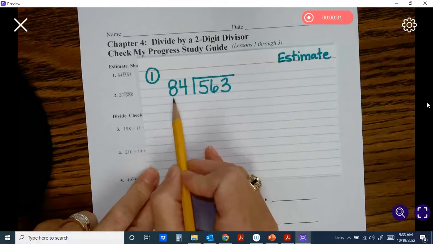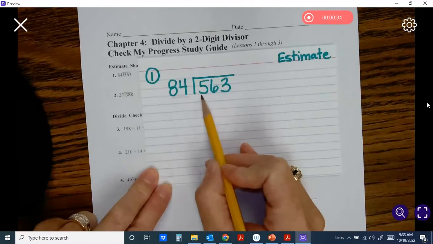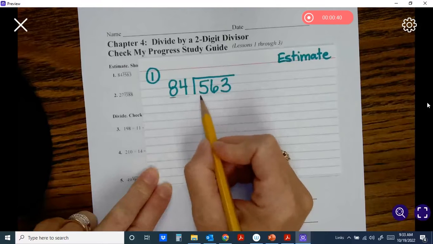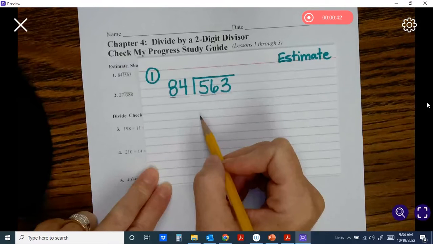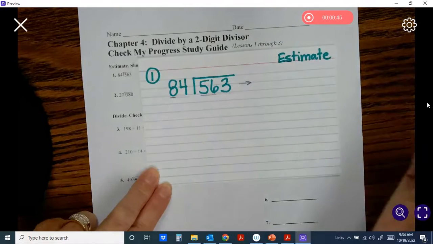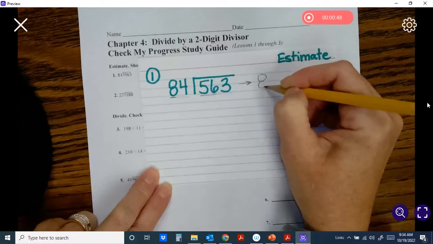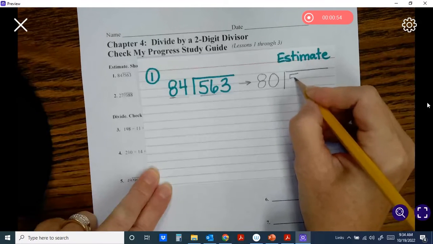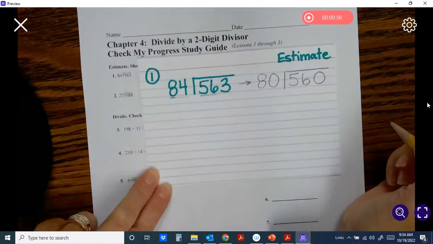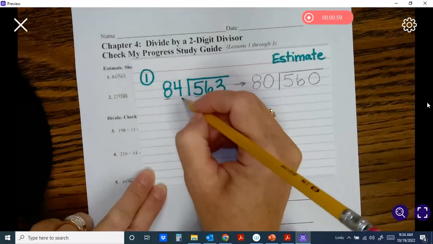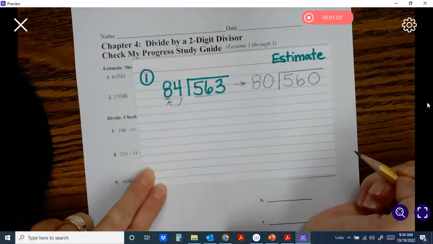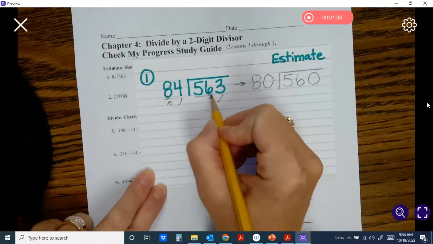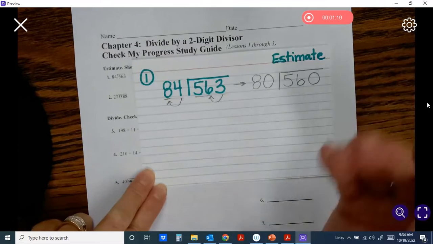All right, I see that I have 84 as my divisor and 563 as my dividend. 8 and 56 are compatible numbers. So I'm going to change my problem to 80 and 560. Now, I could say that I rounded because 4 rounds 84 to 80, and the 3 can round 563 to 560, okay?